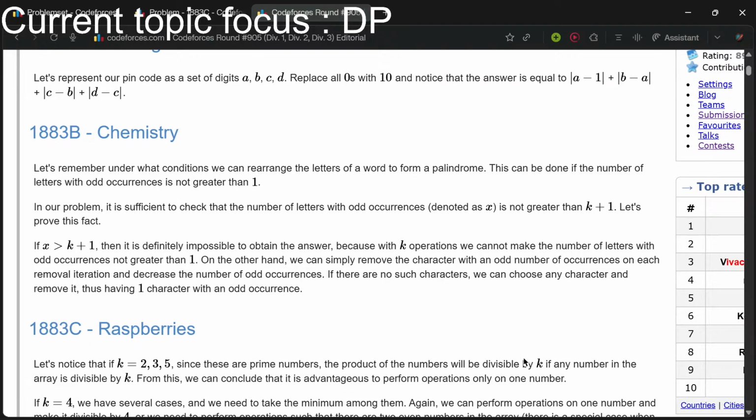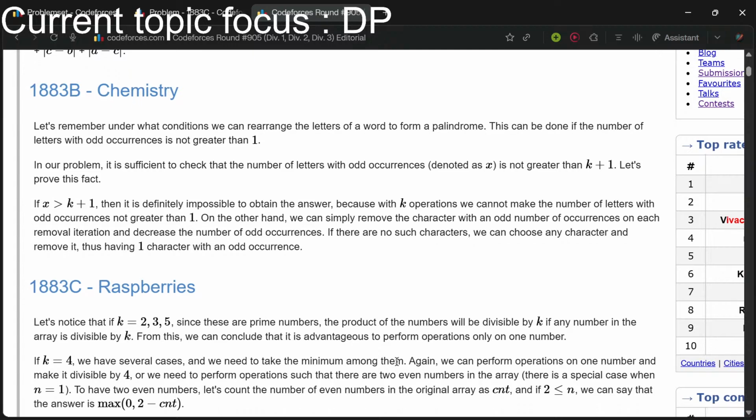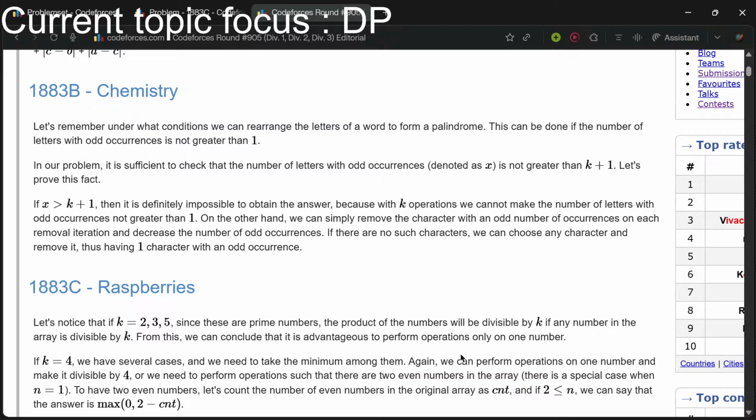If k is equal to 4, we have several cases and we need to take the minimum among them. Again, we can perform operations on one number and make it divisible by 4, or we can perform operations such that there are two even numbers in the array. There is a special case when n is equal to 1. Let's count the number of even numbers in the original array as count, and if n is greater than or equal to 2, we can say that the answer is max of 0 comma 2 minus count.